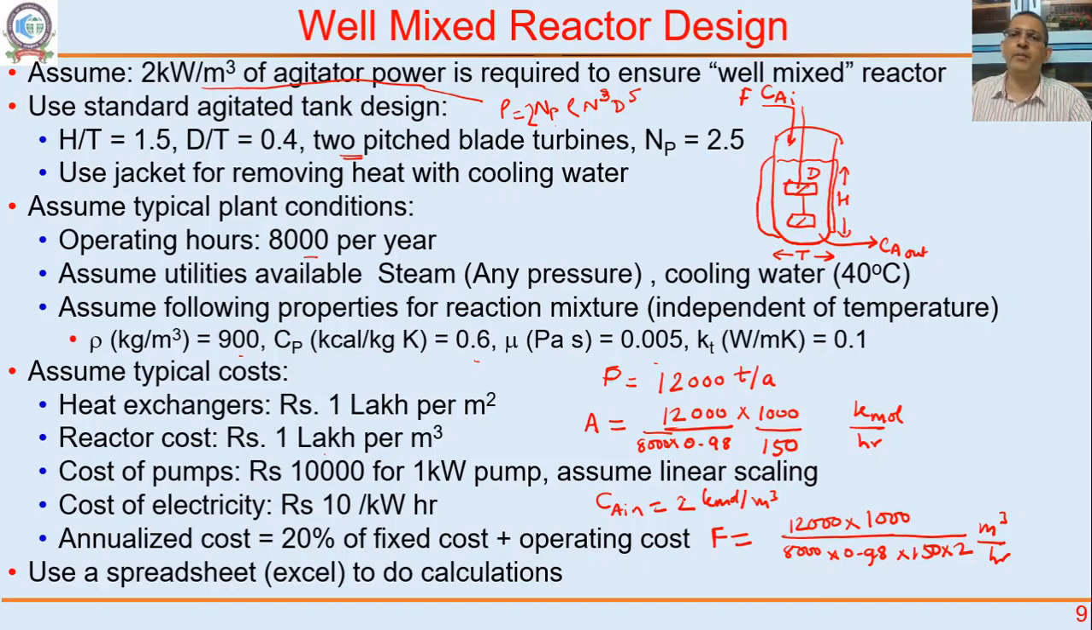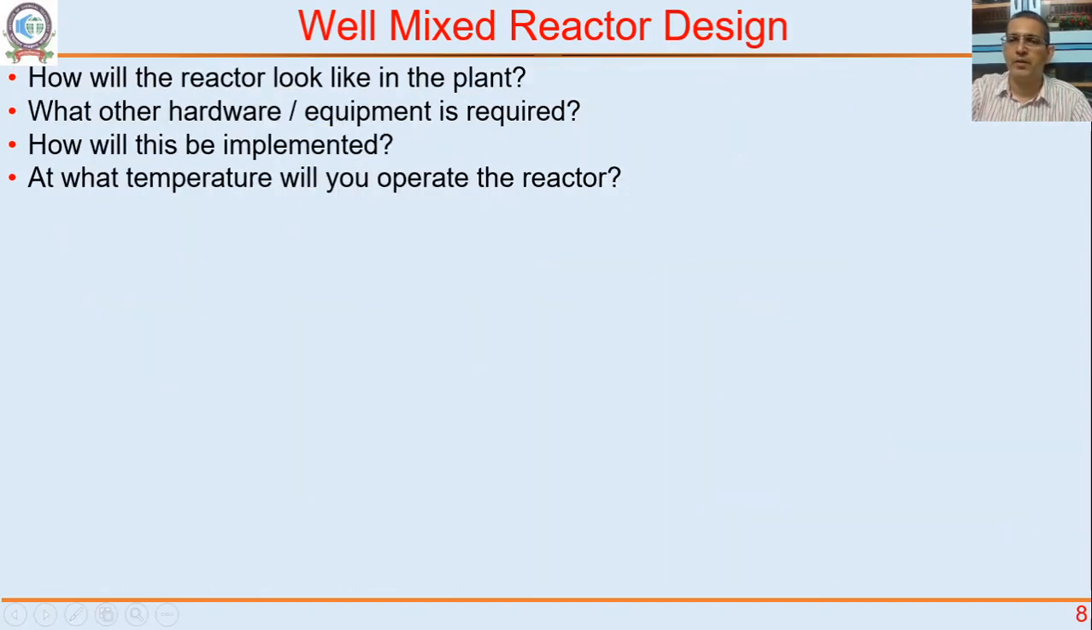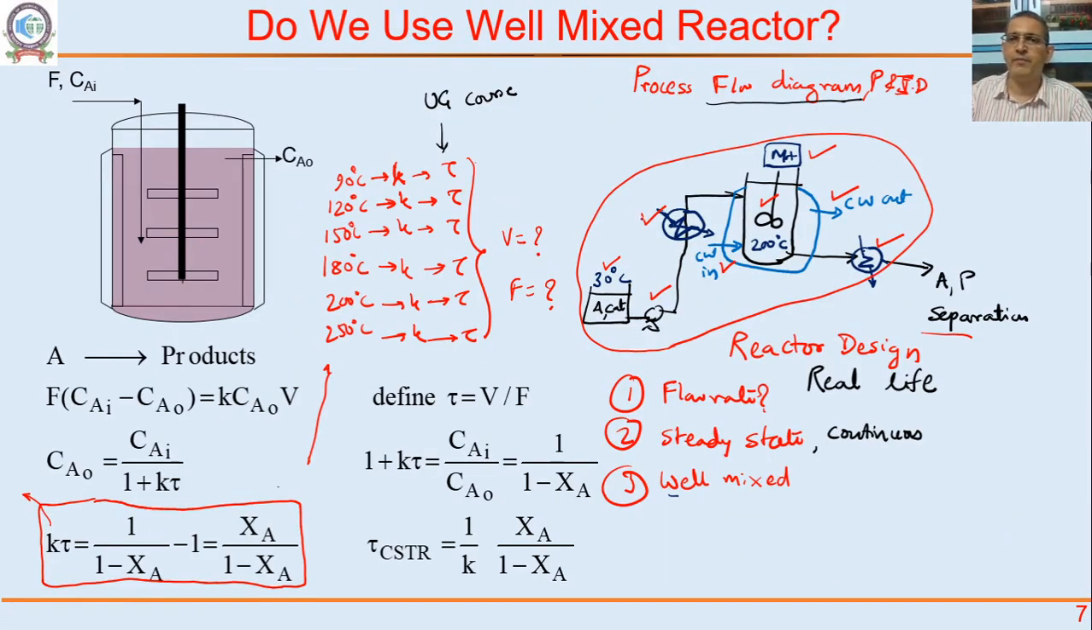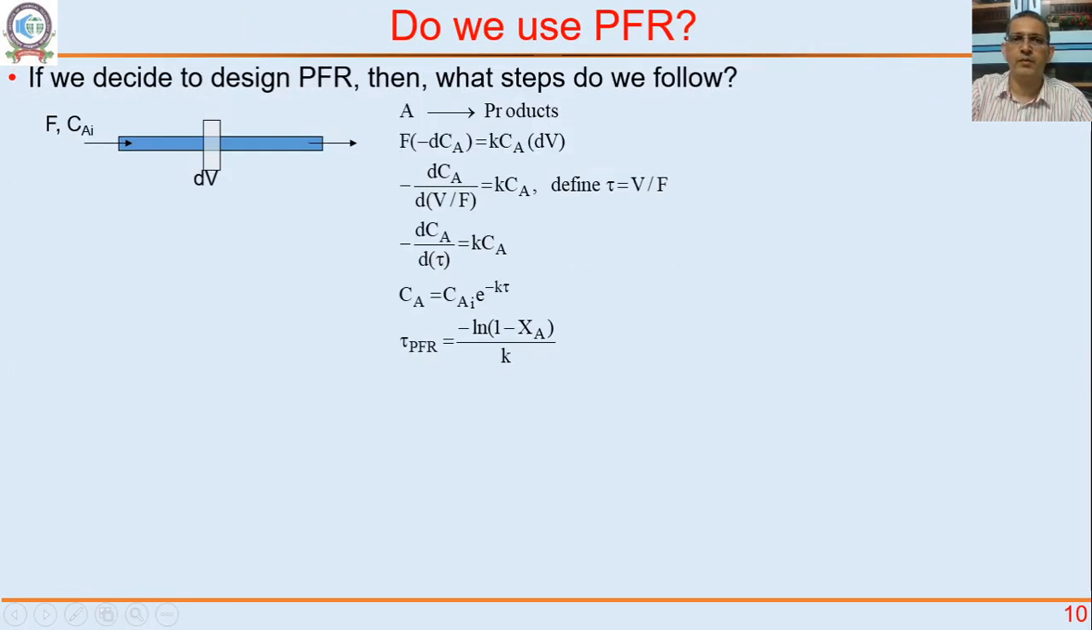Now take different temperatures, calculate the rate constant, calculate the time required or residence time required, calculate the volume required, calculate the agitator power, calculate the impeller diameter, calculate the vessel diameter, calculate the heat transfer, and so on. Then you have everything. Calculate the heater, calculate the cooler, everything now you can calculate. Do this. So do it for a PFR now.